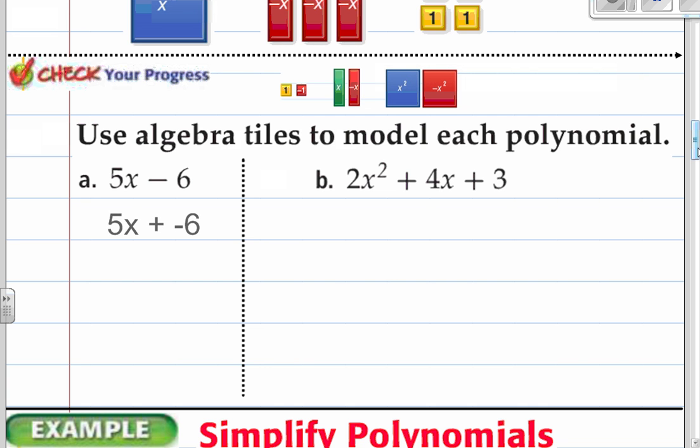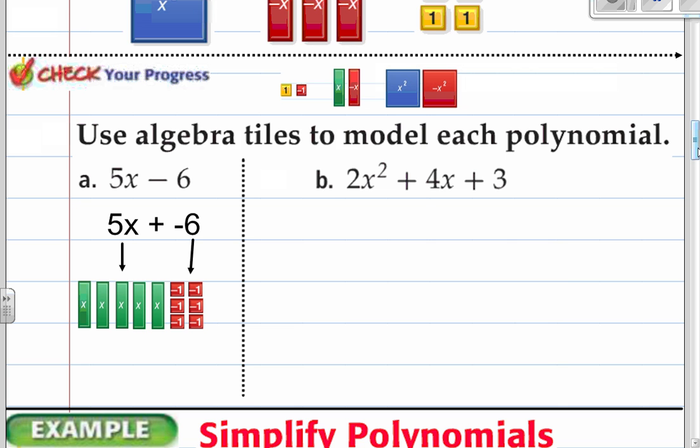First thing we do in A is we change it to addition by shishing, add-opposite property, 5x plus -6. Then we would draw our pieces to that, and that would be 5 of the x rectangles and 6 of the -1 squares. Taking a look, and that's it.